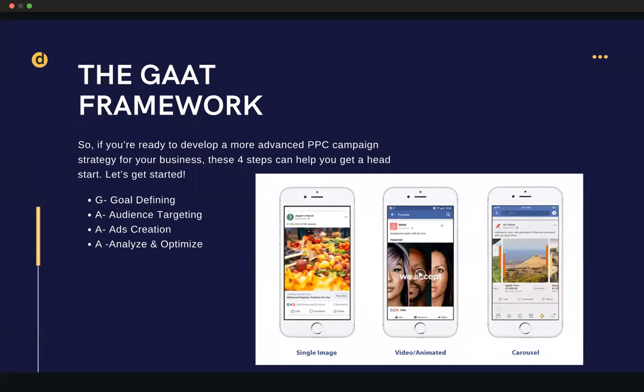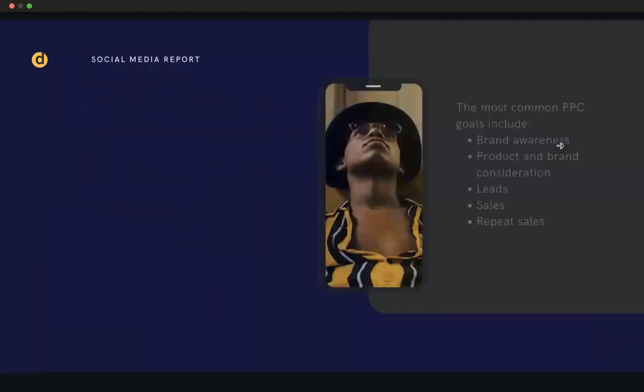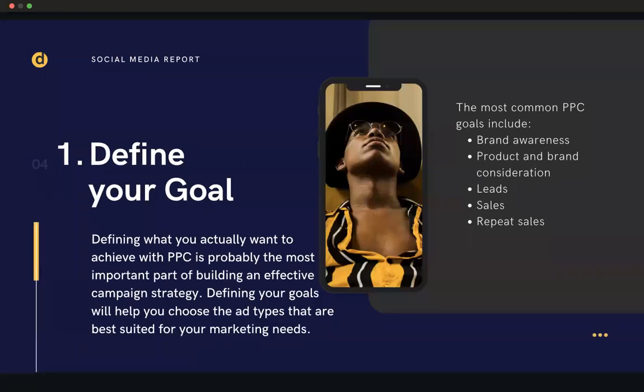So the first A is goal defining, the second A is audience targeting, the third A is ads creation, and the fourth is analyze and optimize. I tried to make it as simple as possible so that we won't have a lot of things that would confuse us. So let's go into goal defining, right? Defining your goal for your Facebook ads. You are set to run your Facebook ads, you have your ads manager, you click on the create button, and you're like, where do I go from here? The first thing you should be doing is defining your goal.